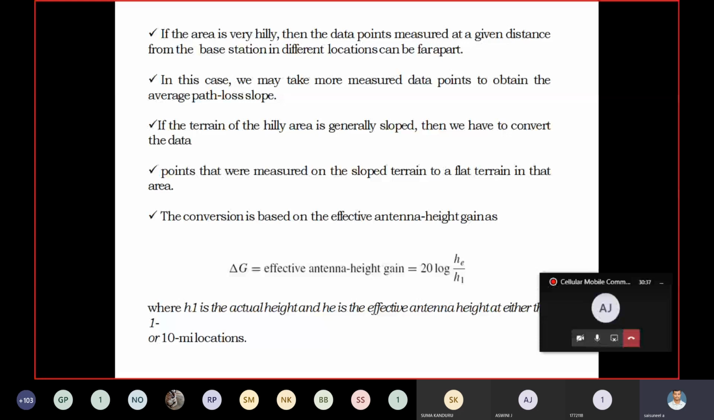Based upon this, we have to calculate delta G, that is the effective antenna height gain. We'll discuss clearly in the coming classes how to calculate this delta G value.